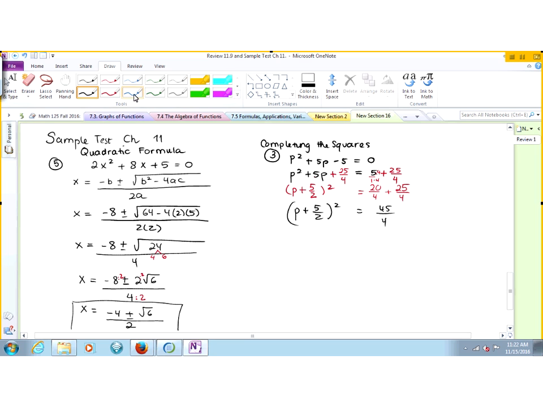What am I going to do next? This is a perfect square, so we could take the square root of both sides. When we take the square root, what happens? Plus or minus, yes. So P plus 5 over 2 is equal to plus or minus square root of 45 divided by 2. So the square root of 4 is 2. Can I simplify the square root of 45? Yeah, what is it? 9 times 5, yeah.